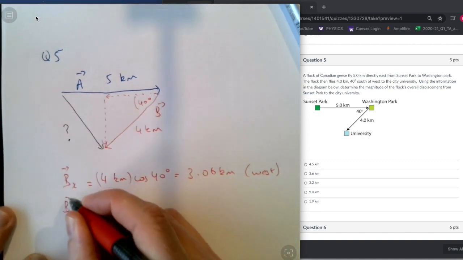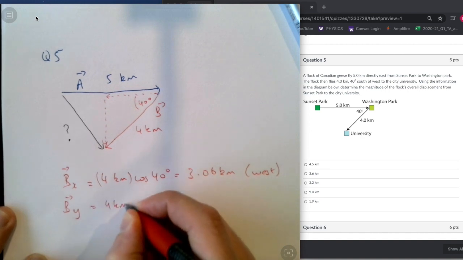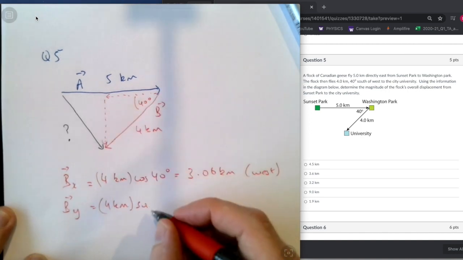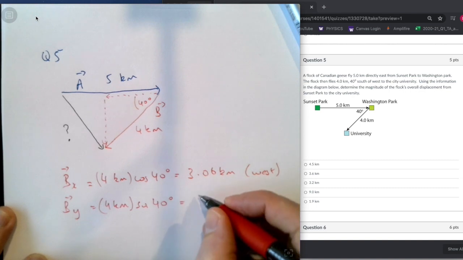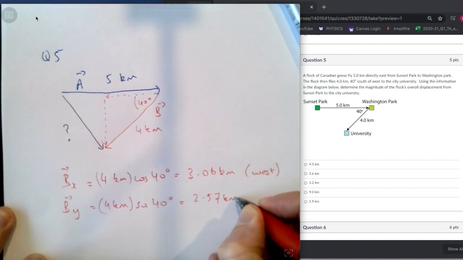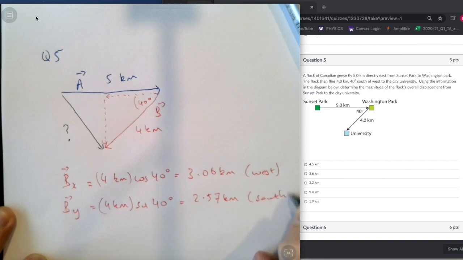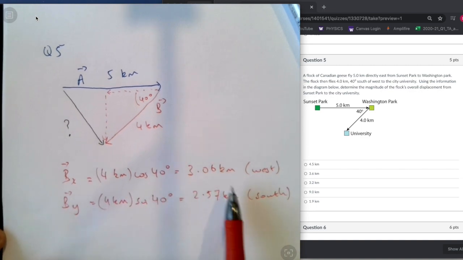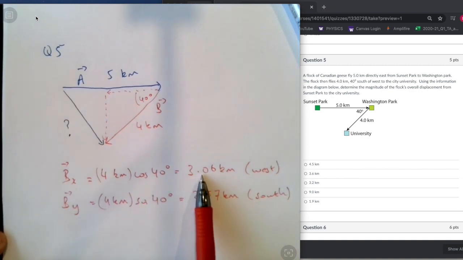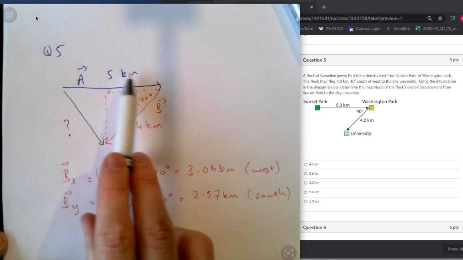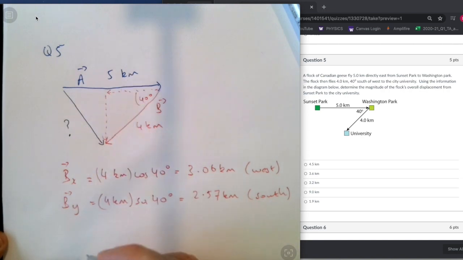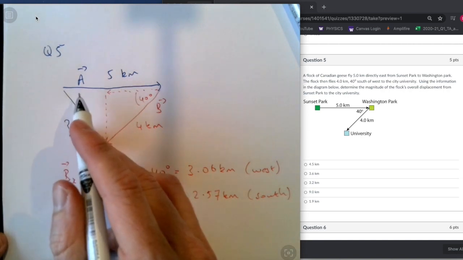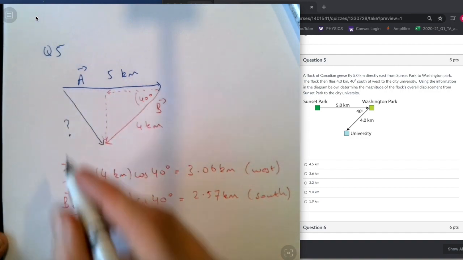And then B y is 4 kilometers times the sine of 40, so I'm trying to find the opposite side, and that works out to be 2.57 km. That's south. So we've got 5 km east and 3.06 kilometers west. So they're in the opposite direction, so I would subtract the 3.06 from the 5. 5 is greater than the 3.06, so the net displacement in the x direction is definitely to the east. That should hopefully make sense.